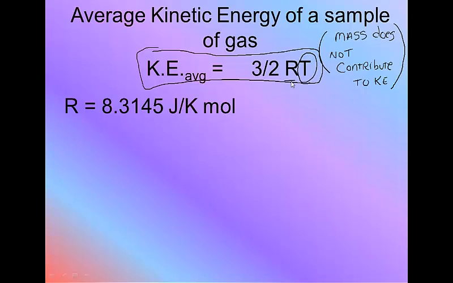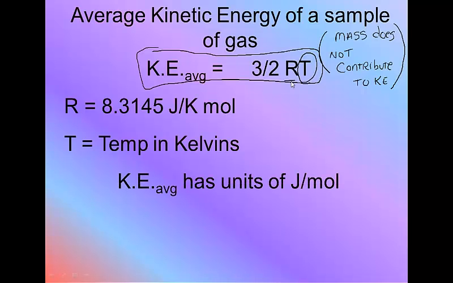Bottom line, the new R, anytime you do average kinetic energy or root mean square velocity, anytime you're calculating the energy, 8.3145 joules per Kelvin mole. Temperature in kelvins, of course. Kinetic energy will have units of joules per mole. That J you came across first year chemistry. That is the joule, or kilojoule is another option. And that is the units of energy.